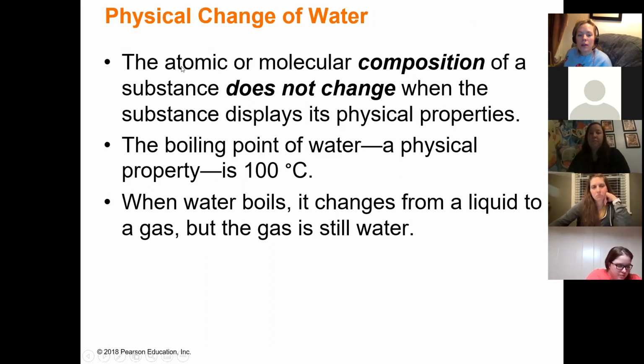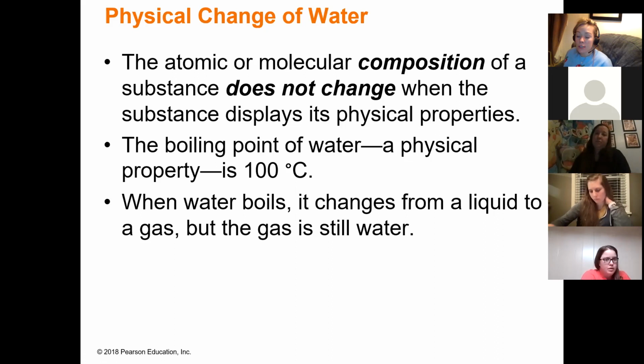So the atomic or molecular composition of a substance does not change when the substance displays any of its physical properties. Anytime you go through a phase change, and when I say phase change, think phases like solids, liquids, and gases. Anytime you go from a solid to a liquid or a liquid to a gas, you boil, you freeze, you sublimate, any of those are not chemical changes. Those are just physical changes.